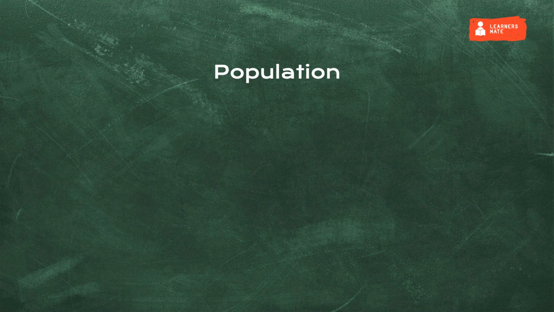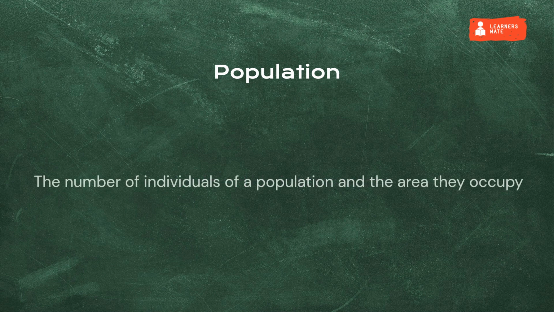The main factors that make a population increase are birth and immigration. The main factors that make a population decrease are death and emigration. The main limiting factors of the growth of a population are abiotic and biotic components. Population density is the relation between the number of individuals of a population and the area they occupy.